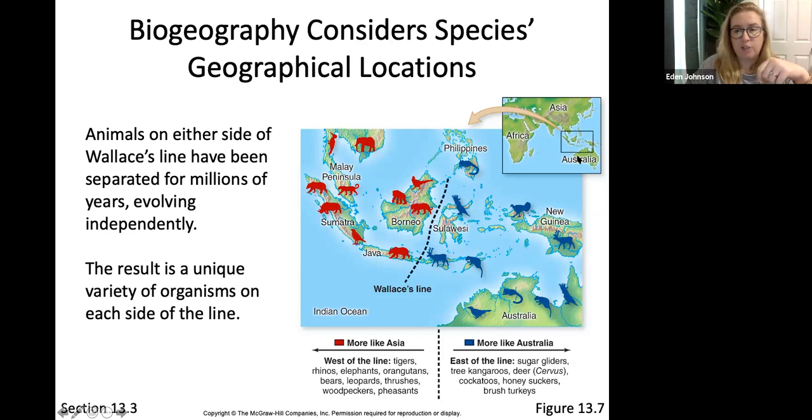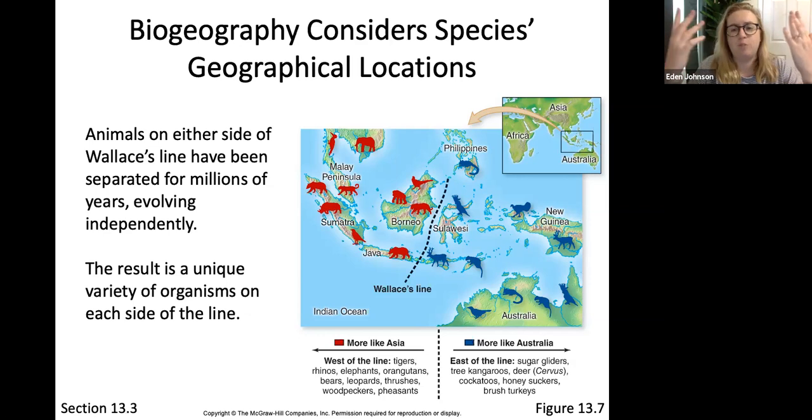So between Asia and Australia, you have what is known as Wallace's Line, okay? Right between, there are all of these islands. You've got the Philippines, you've got Borneo, you've got all of these places. And in between them, there is this trench, okay?